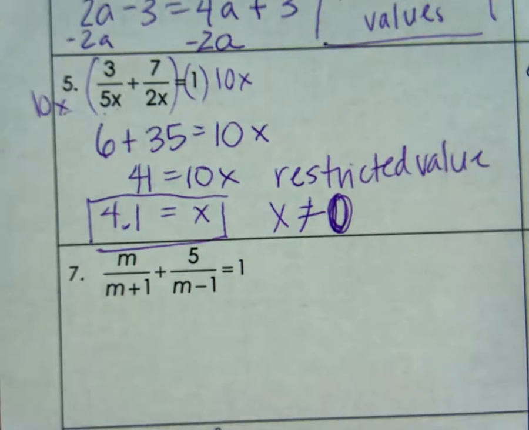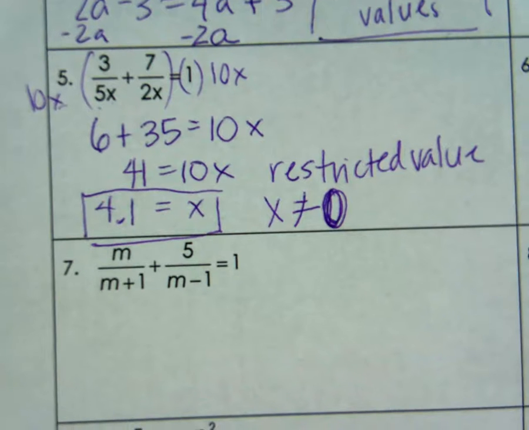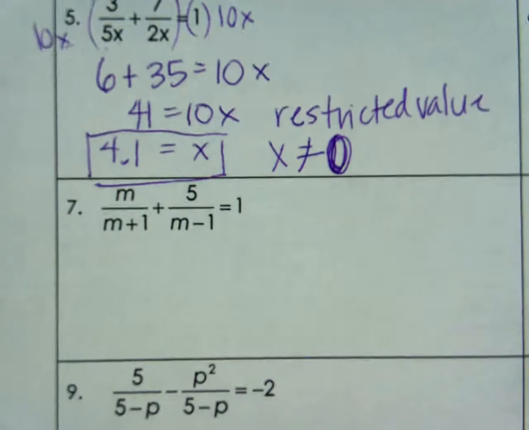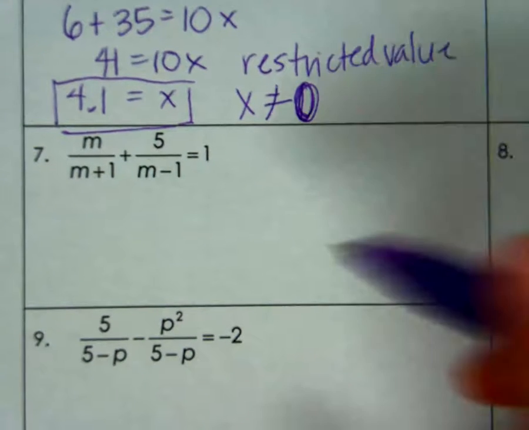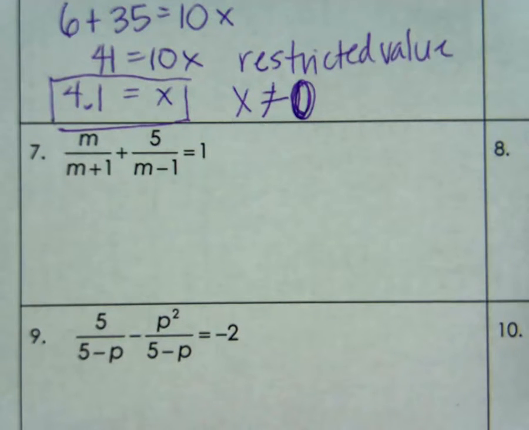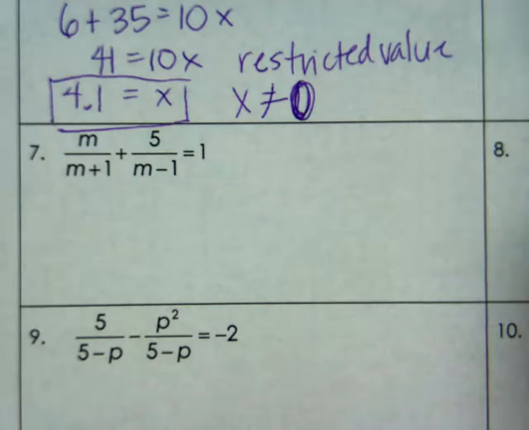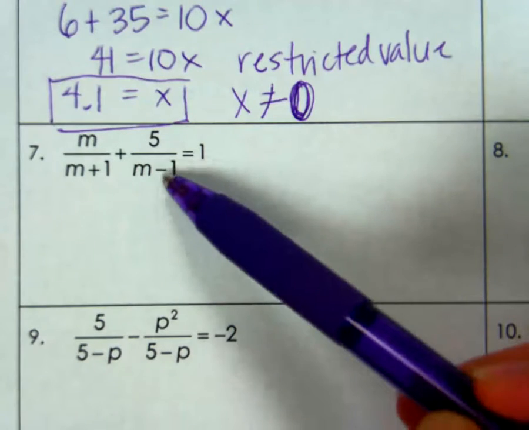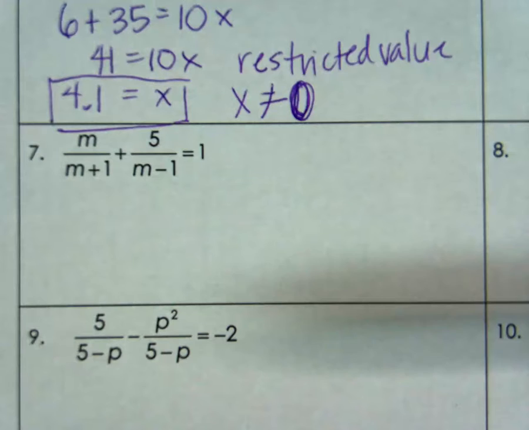Okay, we're going to go ahead and move on to number 7. I think 6 will be okay once we look at some of these tougher ones. Okay, so for this one, we have binomials in our denominator. I have m plus 1, m minus 1, and then I have no denominator over here.